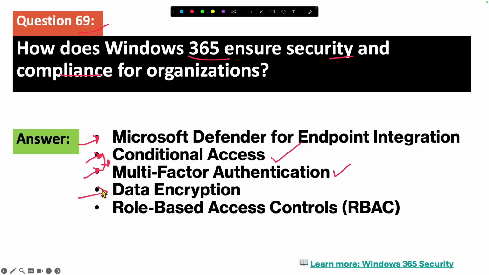The fourth one is the data encryption part. By default, the Windows 365 devices are encrypted at rest. And additionally, you can encrypt both the storage and the network traffic, depending on how you design this traffic flow in between. Finally, role-based access control.